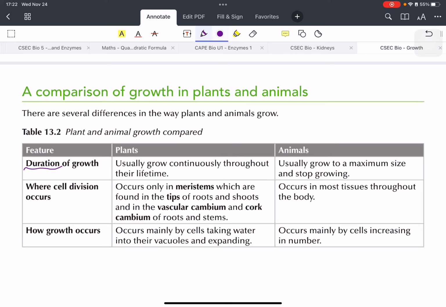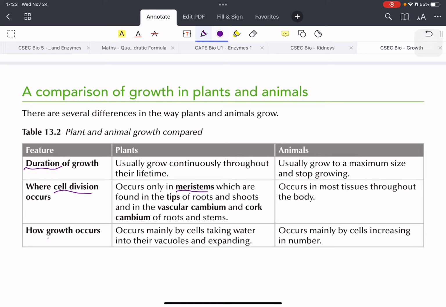Another feature is where the cell division occurs. We said in plants, cell division only occurs in certain areas that have meristems in them. So the meristems will only be in the middle or the ends of roots and shoots. So it's very, very important there. And in animals, we don't have a cell wall in our cells, so cell division will occur everywhere in our body.